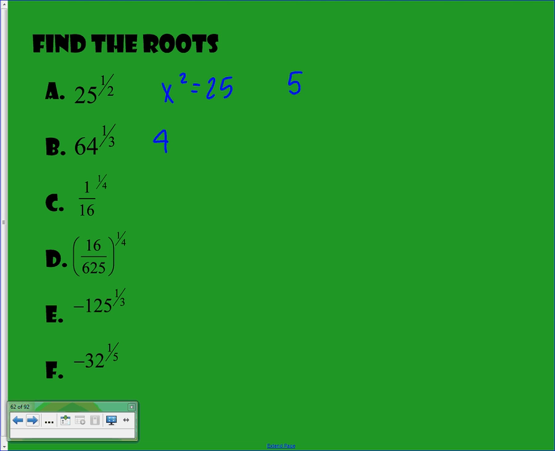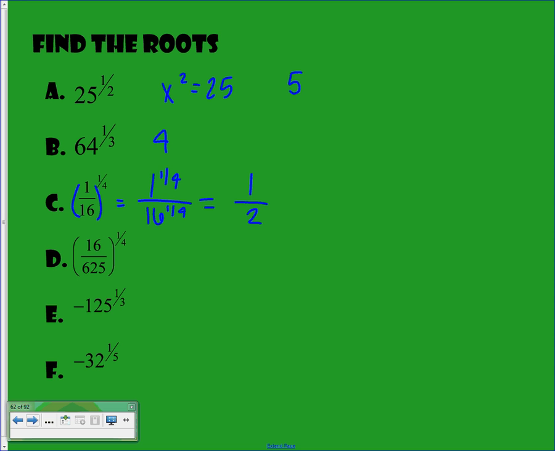I have 1/16 to the 1/4. That's basically like saying 1 to the 1/4 over 16 to the 1/4. Well, 1 to any power is 1, and then the bottom part, 16 to the 1/4: what to the 4th power is 16? Well, that'll be 2. So your final answer there is 1/2.